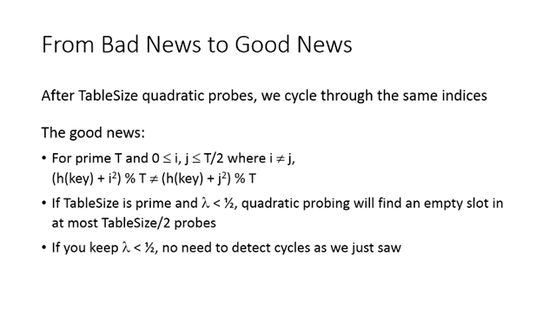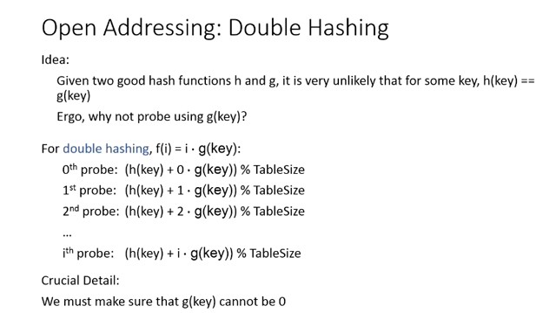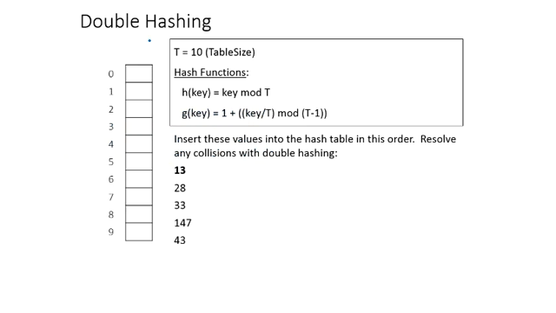So next thing is the double hashing technique. In double hashing, we use a separate function called the g function as a second hash function, which is i times some function. In this example for double hashing, your table size is 10. Your hash function is h of key equal to key mod table size, and your g of key is 1 plus (key divided by the table size) mod (table size minus 1).